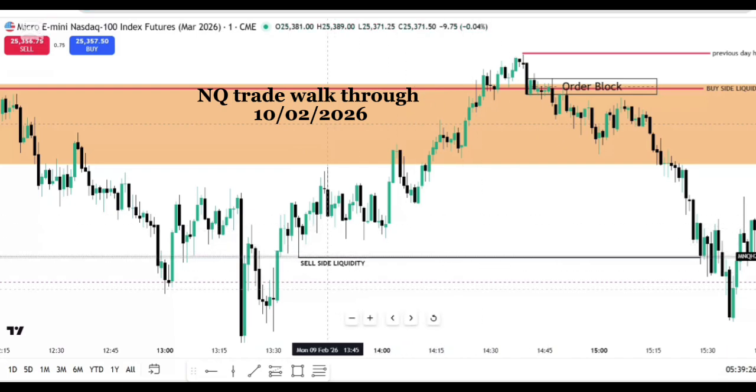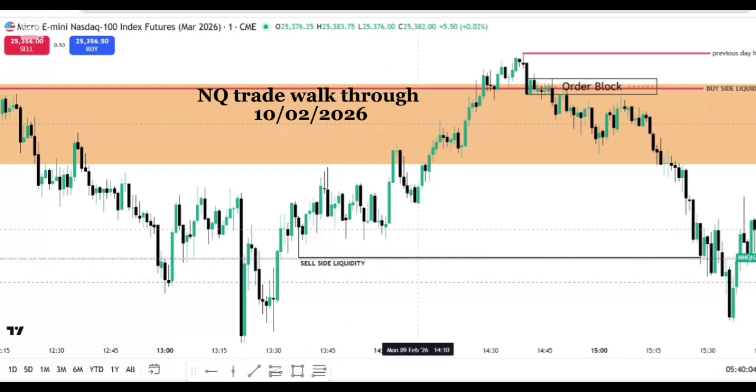Whenever I'm trading the PM session, I always look for some things. Mostly, I look for lunch trade liquidity, which is the high and low of New York lunch, which is 12 o'clock. That's what I look for.